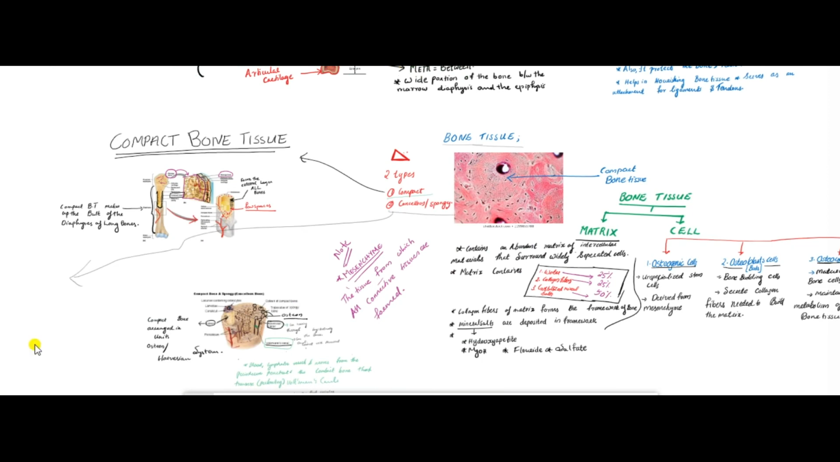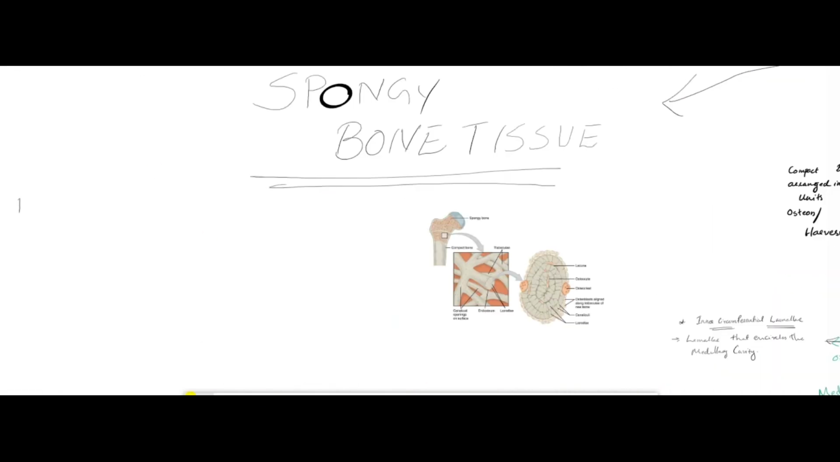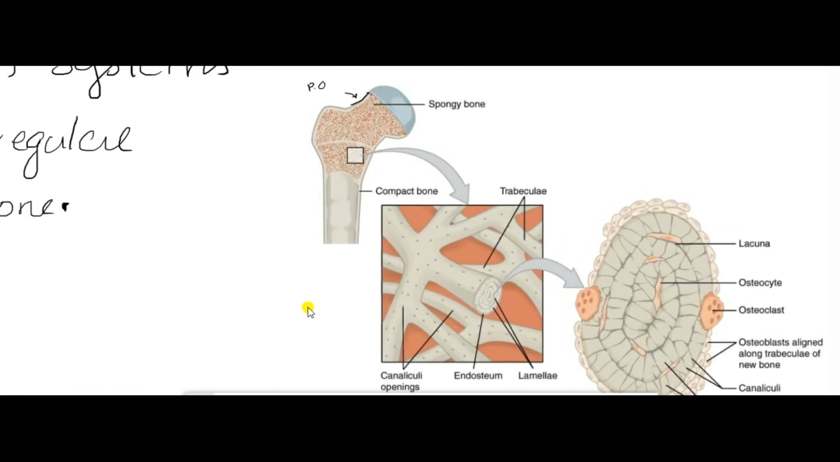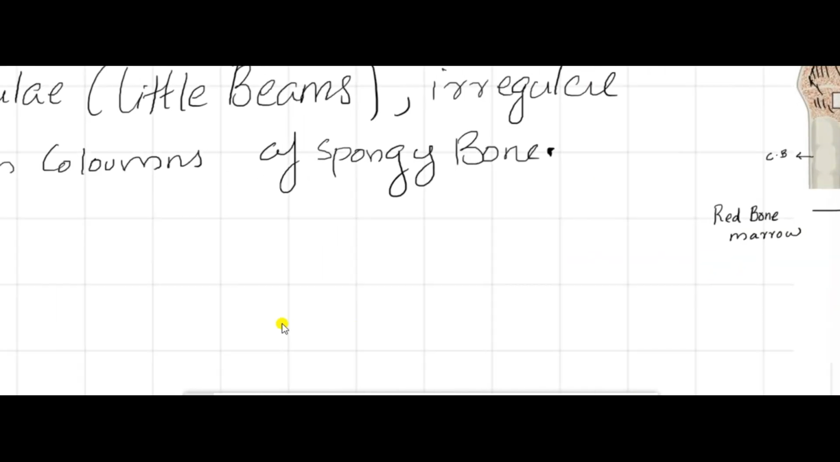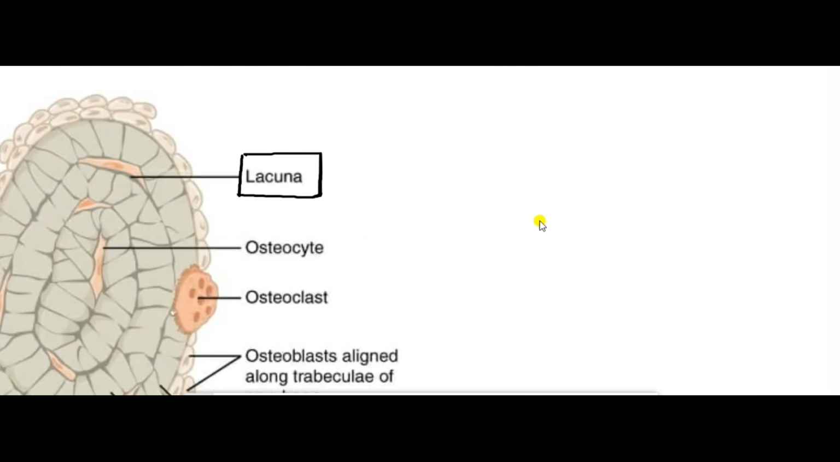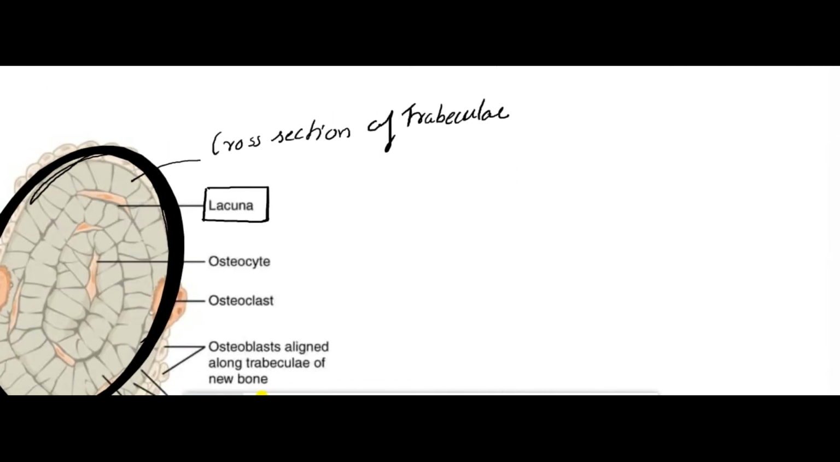And spongy bone tissue, the second type, does not contain osteon or Haversian systems. It consists of trabeculae, or little beams, an irregular latticework of thin columns of spongy bone. We can see here periosteum, compact bone, spongy bone, and the microscopic section of bone marrow in the epiphysis. We can see trabeculae and the lacunae. This is the cross section of the trabeculae. Inside we can see lacunae.